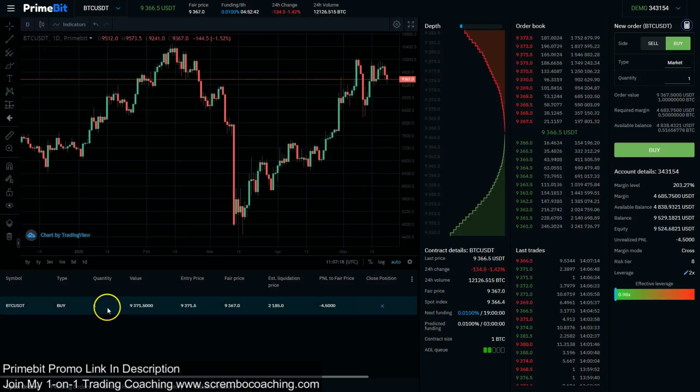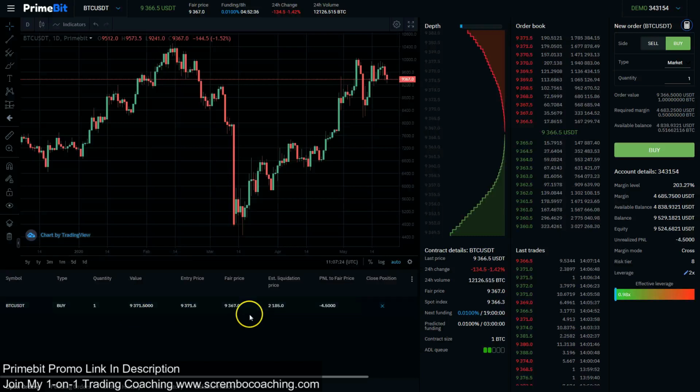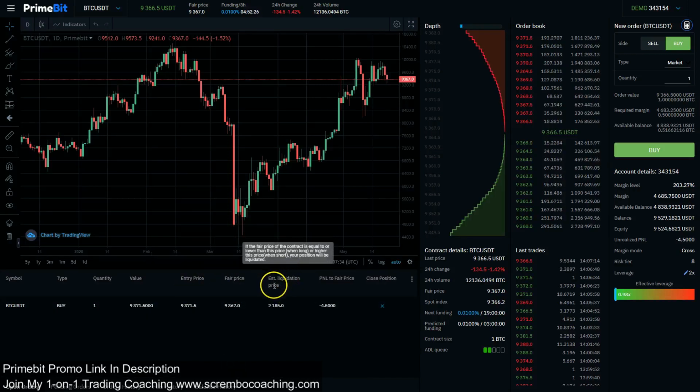So just a couple of details. You have quantity 1 Bitcoin. The value of our trade is 9,371. Entry price, fair price. This is a concept you have to understand related to PrimeBit, because it has the entry price and the fair price. And then obviously the estimated liquidation price, which is something we have to talk about as well.